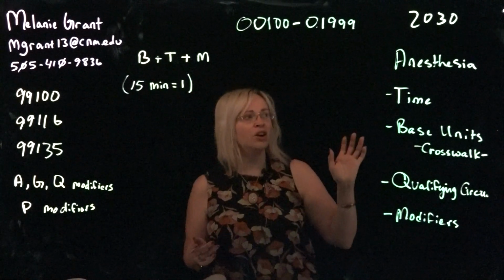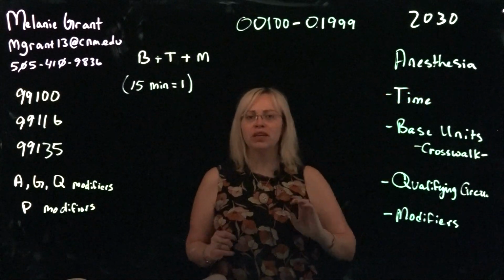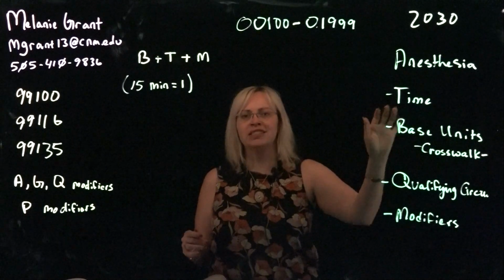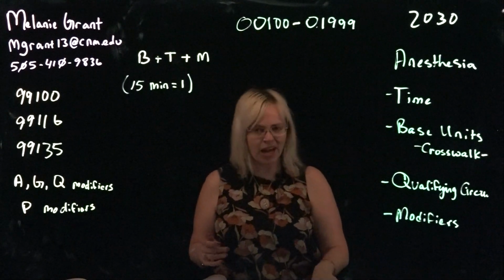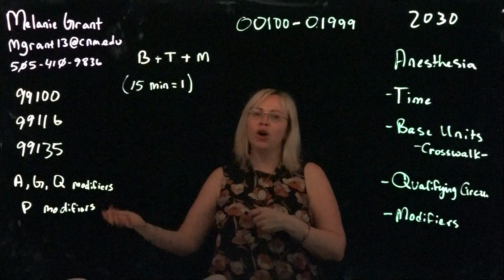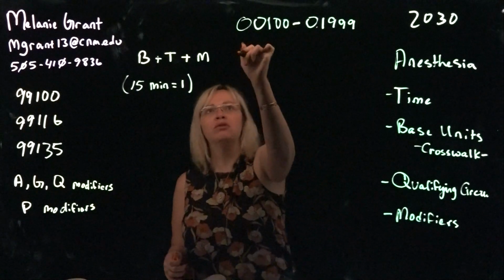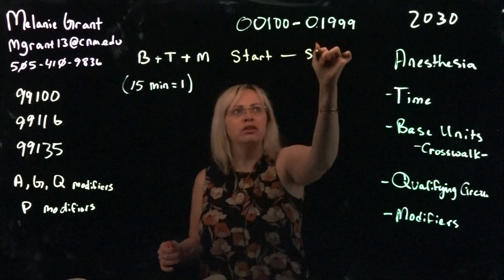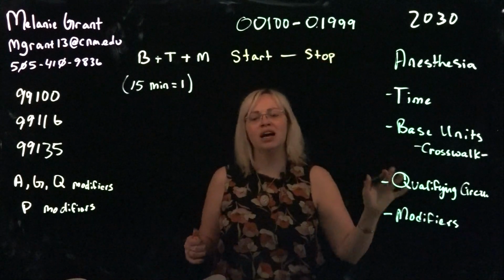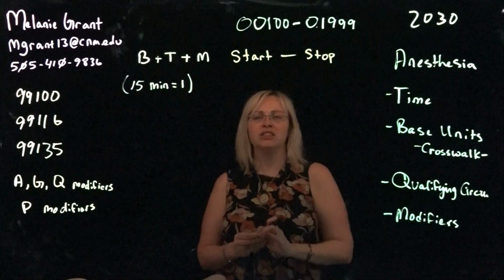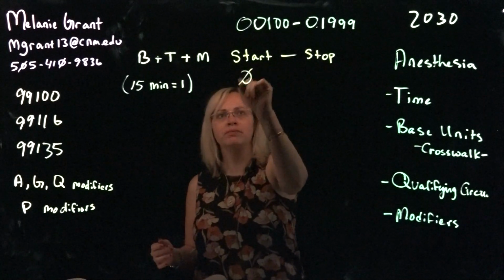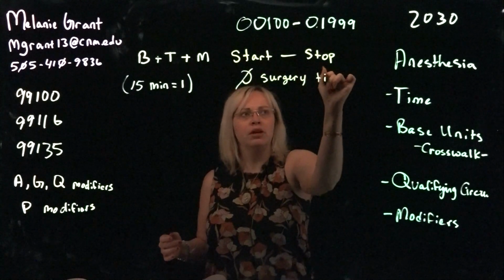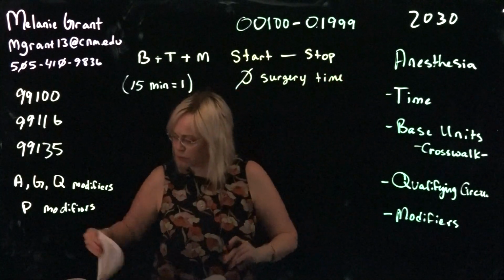All right, so to get started, anesthesia, there's a few things you want to have in mind that are very unique to this section. The first one is that anesthesia is based off of time. Based off of how long the patient is in the procedure room from the start to stop of anesthesia is how long the anesthesia time units are calculated. Okay, so this is not the surgical time. This is anesthesia time.